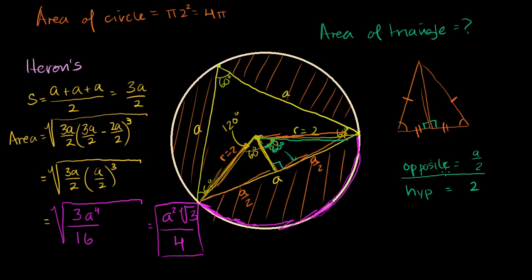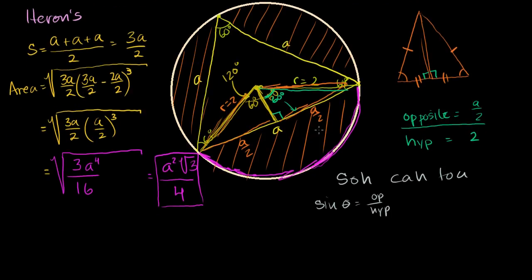So what trig ratio is the ratio of an angle's opposite side to hypotenuse? Some of y'all might get tired of me doing this all the time, but SOHCAHTOA. So sine of an angle is equal to the opposite over the hypotenuse. So let me scroll down a little bit. I'm running out of space. So the sine of this angle right here, the sine of 60 degrees, is going to be equal to the opposite side, a over 2, over the hypotenuse, which is our radius, 2, which is equal to a over 2 divided by 2, which is a over 4. And what is sine of 60 degrees?